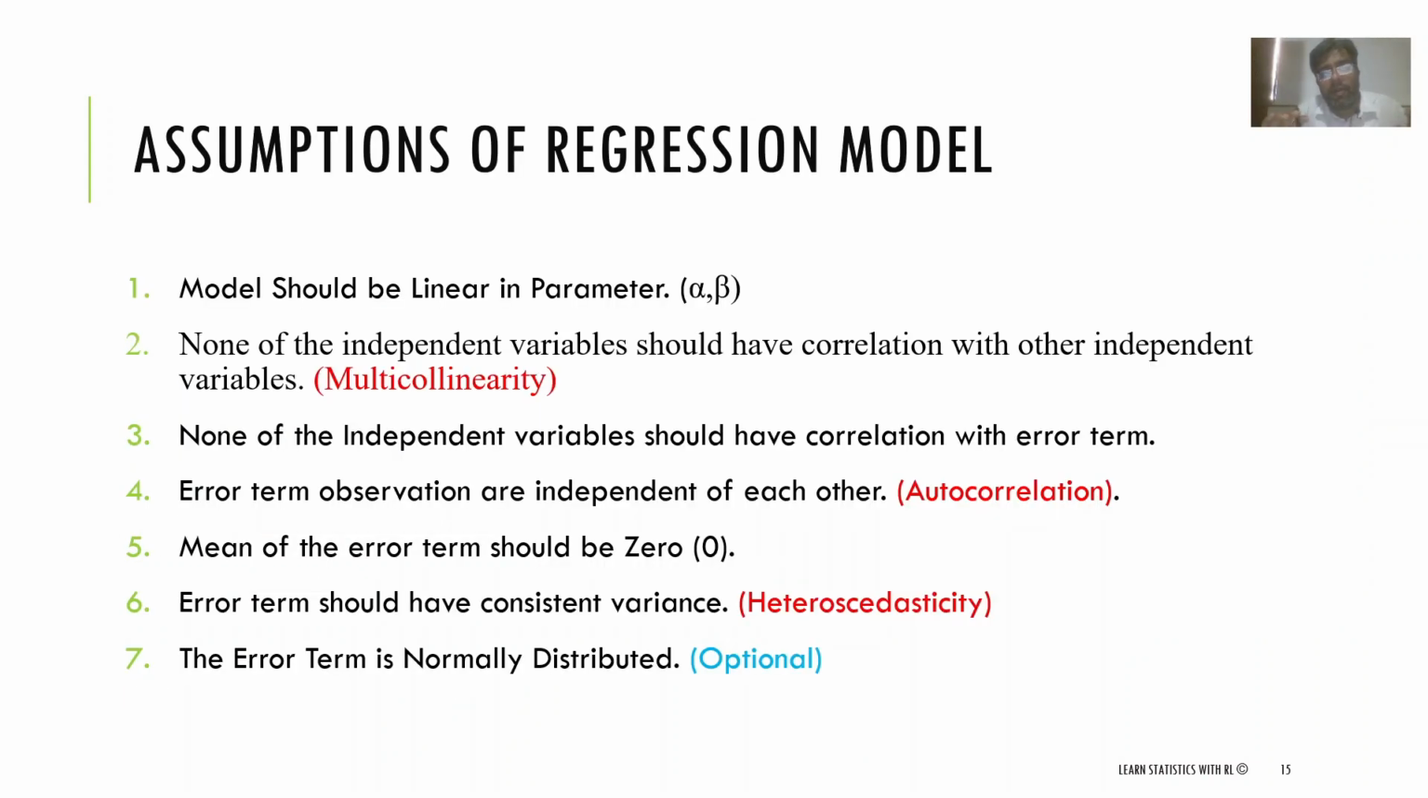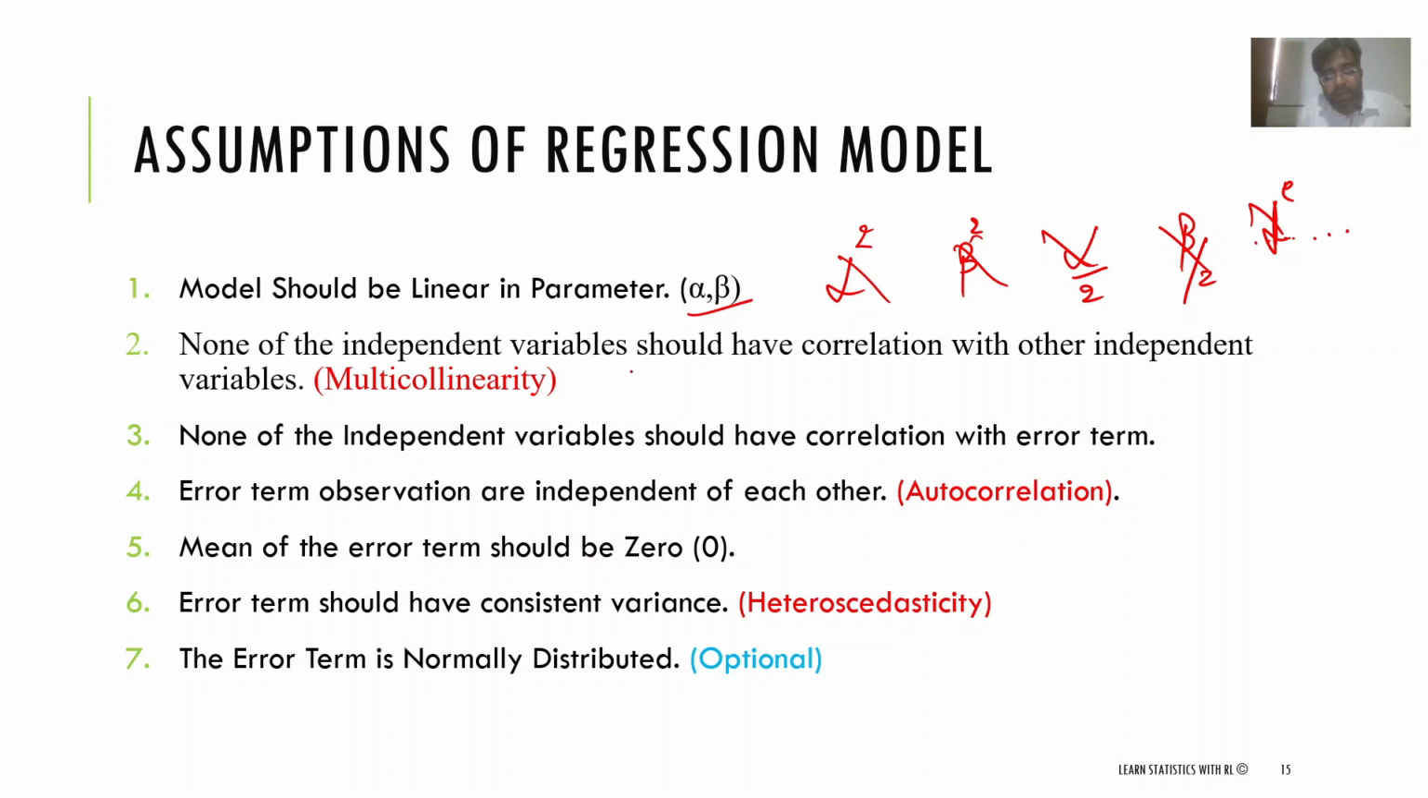More important thing of the day, there are some assumptions that we need to apply before running a regression model. The first thing, your alpha and beta, or in simple terms parameters, should be in a linear form. You should not have alpha square or beta square. You should not have alpha by 2 or beta by 2 or any other form, like beta, alpha raised to e. You cannot have it. You should have this form only.